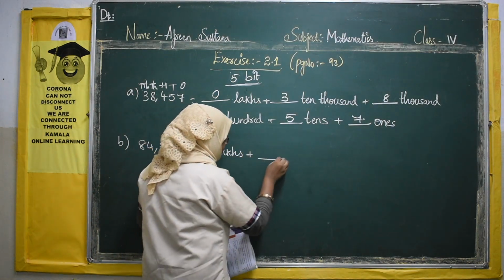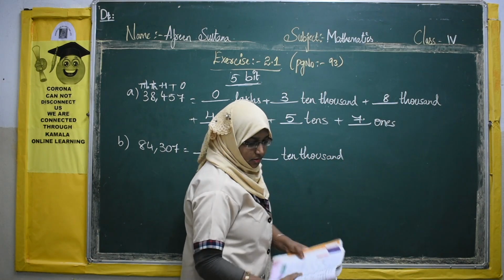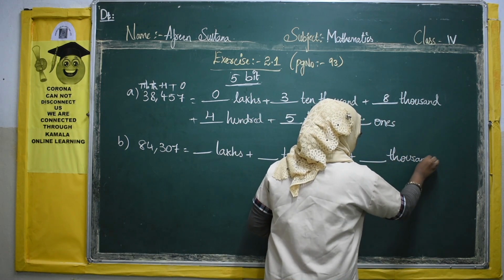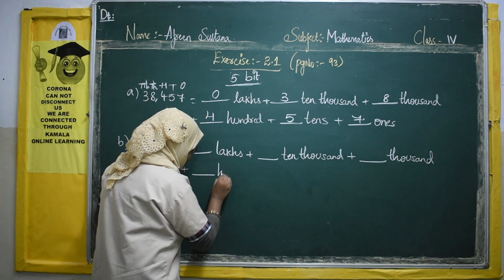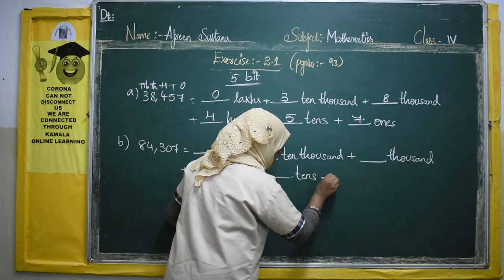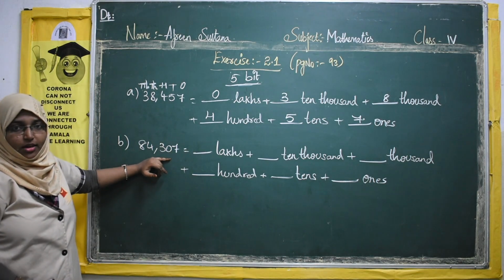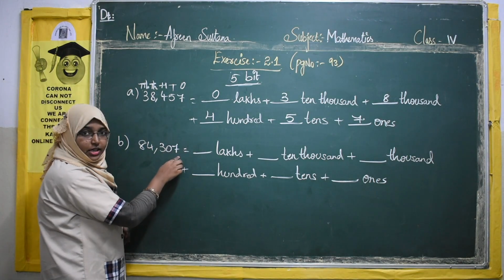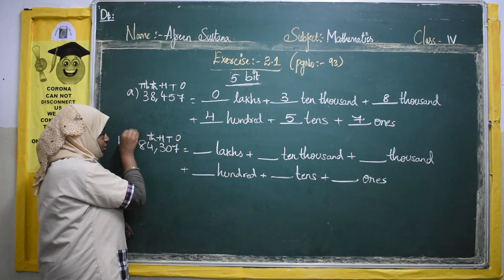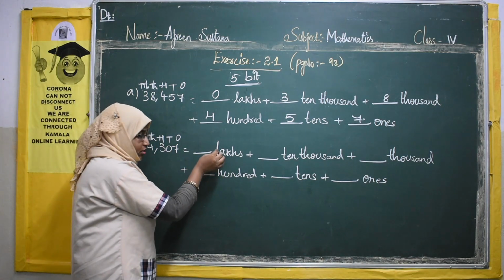That lakhs, 10,000. Again they ask. Next is 1,000. Next 100. Next tens, and the last one will be ones. Right? So what is the first step? What will we do? We will write the place values. So starting from the right, this is ones, tens, 100, 1,000, 10,000. As there is no digit in the lakhs place, we will write 0.